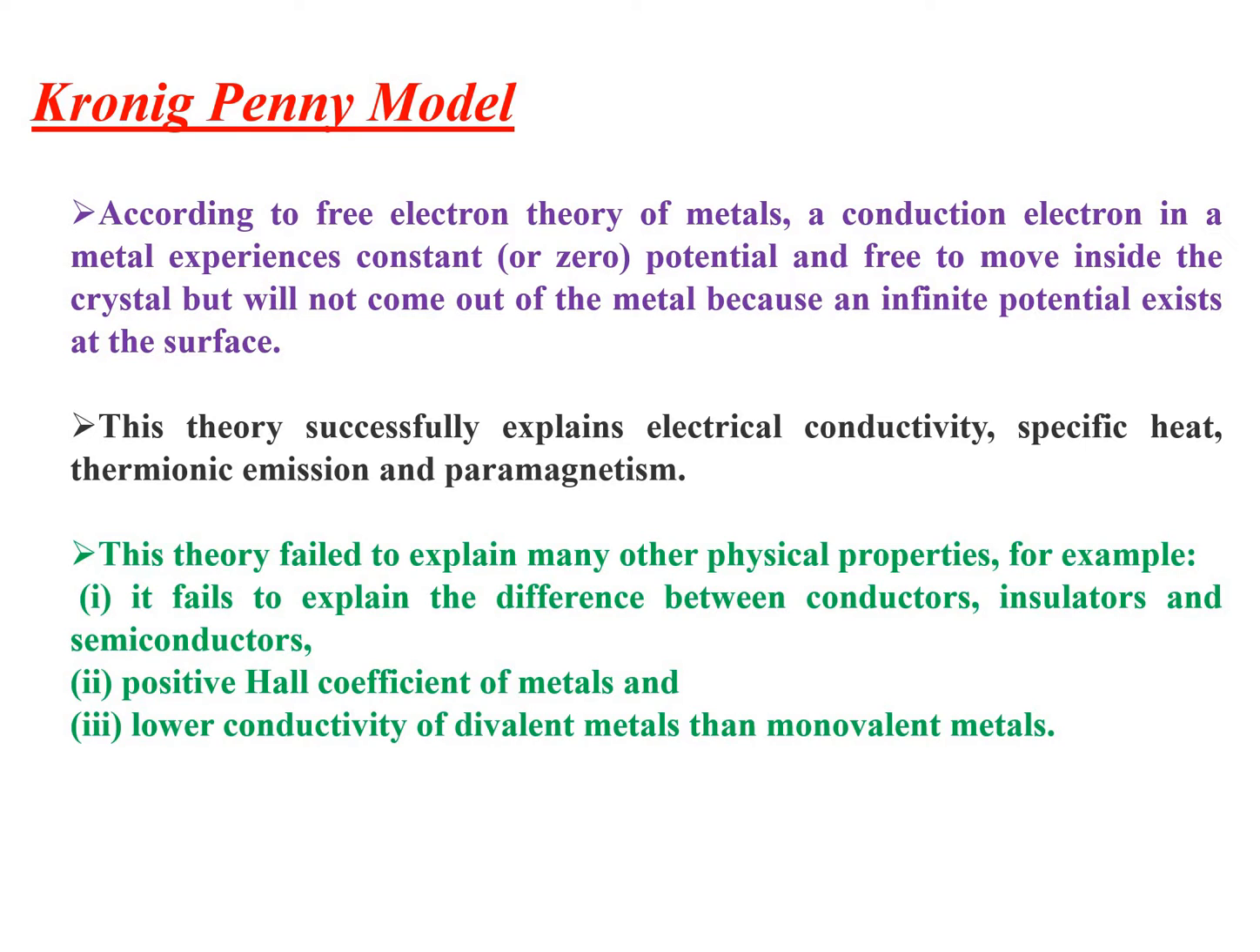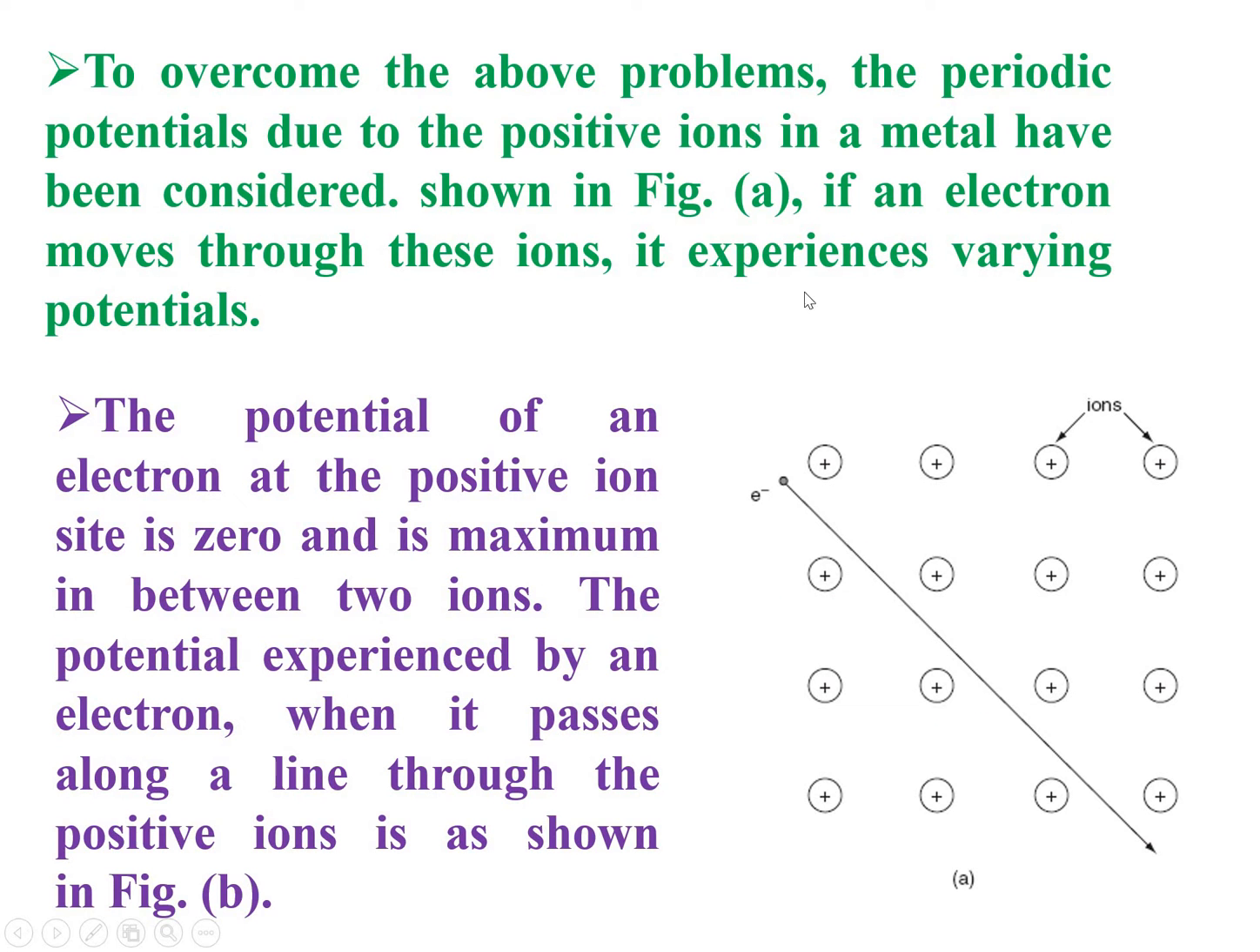So all these difficulties and doubts could be clarified by the quantum theory developed by the scientists Kronig and Penny. According to classical free electron theory, the potential inside the metal is considered to be constant. But it is not true. The potential inside the metal is not constant, but it varies.